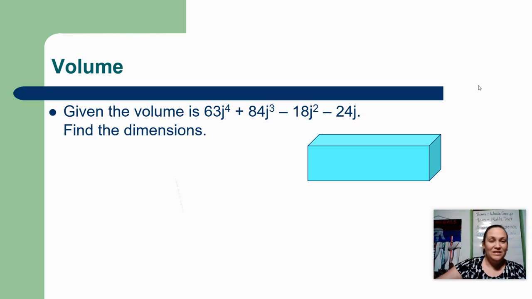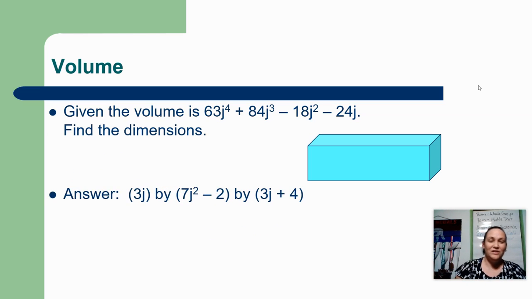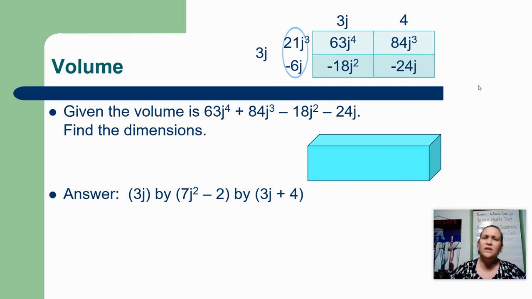All right, guys. So here is my final answer. My GCF for this problem was 3j. One of my parentheses is 7j squared minus 2, and then the other one is 3j plus 4. And here's the box method if you need to see how I did that.